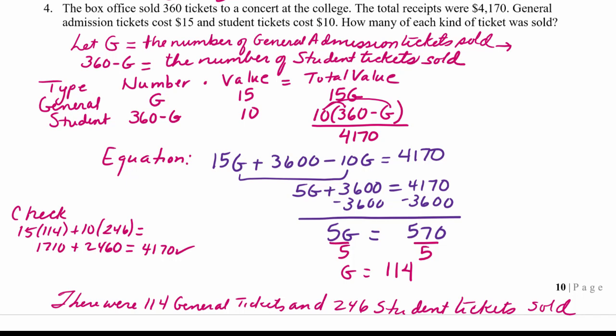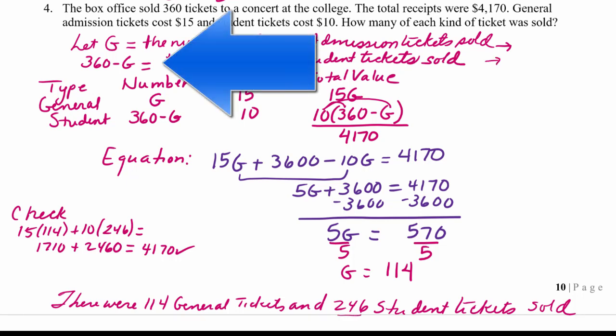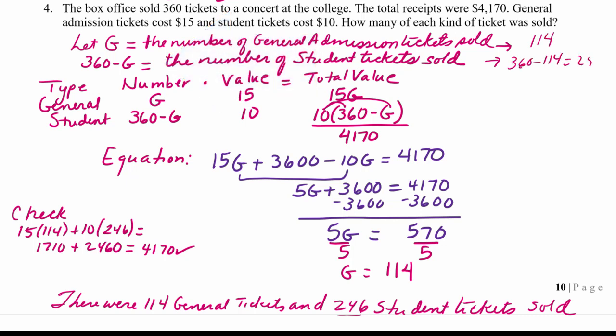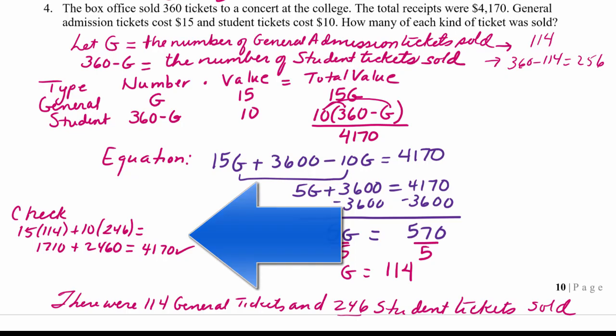And I remember, how did we get the 246? We subtracted it up here. So 114 here, and 360 minus 114, which is 246 here. And I checked it over here on the side and noticed that I got the right answer.